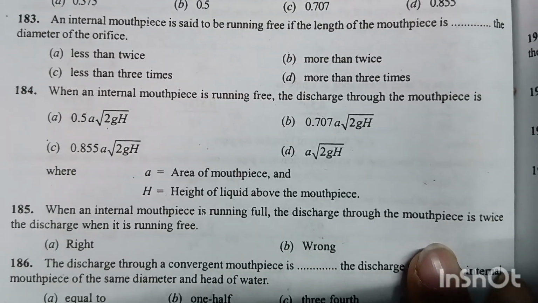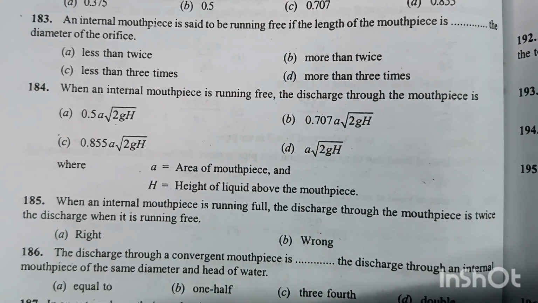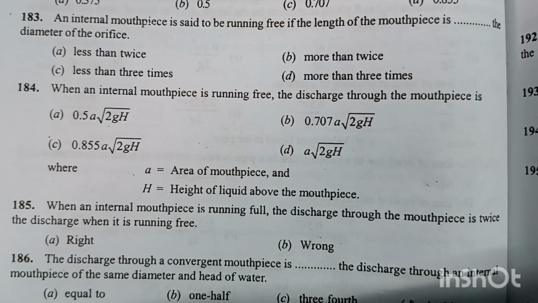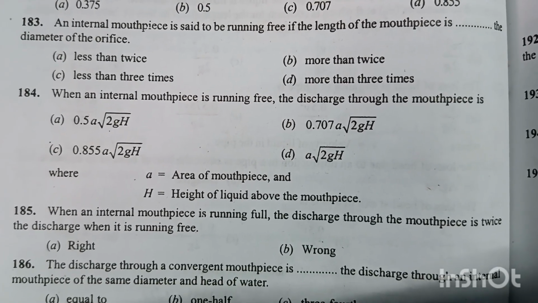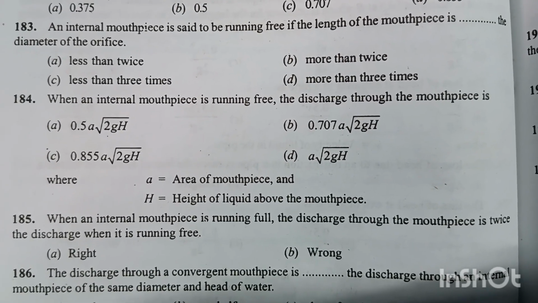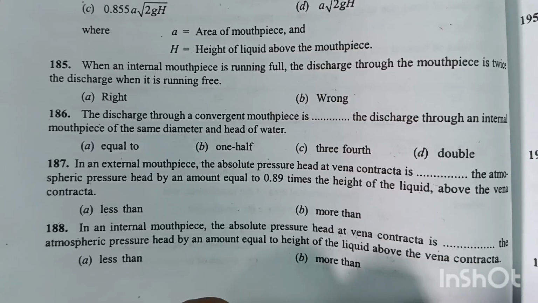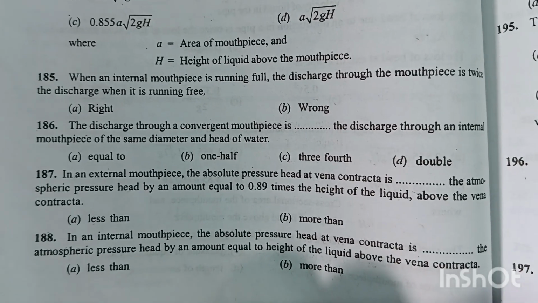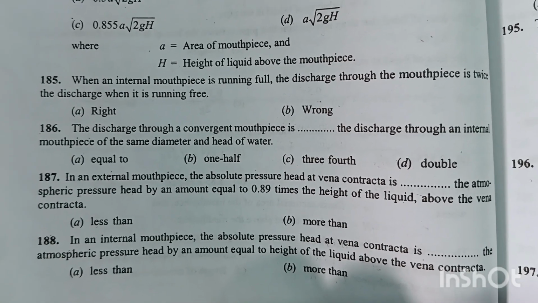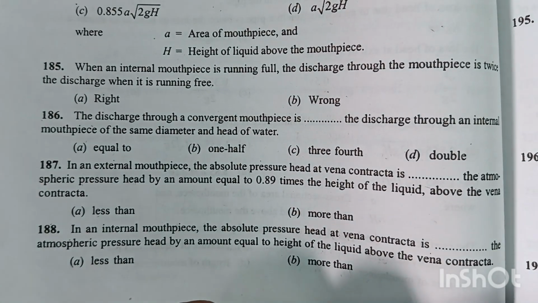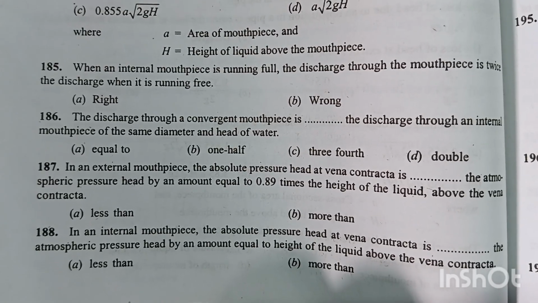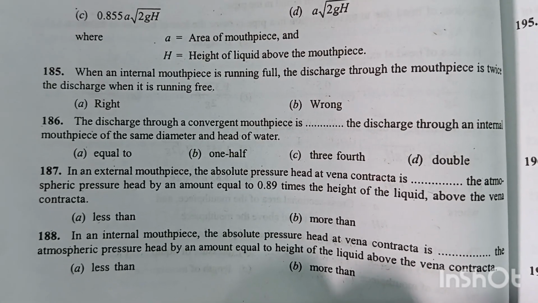Question number 185. When an internal mouthpiece is running full, the discharge through the mouthpiece is twice the discharge when it is running free. No, wrong. Option B is right answer. Question number 186. The discharge through a convergent mouthpiece is double the discharge through an internal mouthpiece of same diameter and head of water. Option D is right answer.